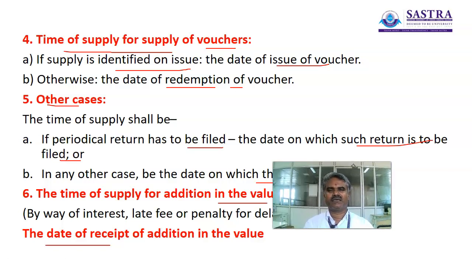So the time of supply for a voucher, if it is identifiable on issue, is the date of issue of voucher. When it is not identifiable on issue, this is a common purpose, the date of redemption will be the time of supply. In other cases, when you file the return, on that date. Suppose you are not filing the return, the tax paid, when you pay the tax, on that date will be the time of supply. And if you receive interest, late fee or penalty from your customer, the date you receive it will be the time of supply.